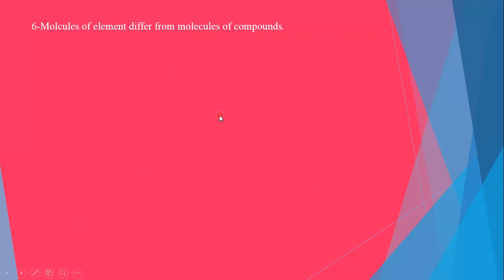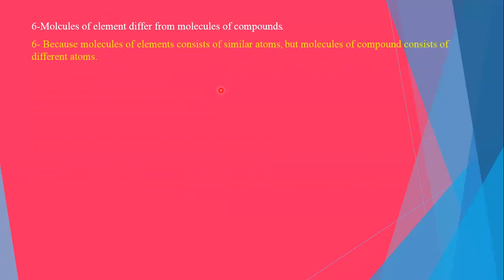Molecules of element differ from molecules of compound. The difference is clear here. As long as it is an element, it is not more than one element. It means that the atoms must be similar. But for compounds, the atoms of a compound may be different from each other. It is not possible for an element to have different atoms. So, because molecules of element consist of similar atoms, but molecules of compound consist of different atoms.